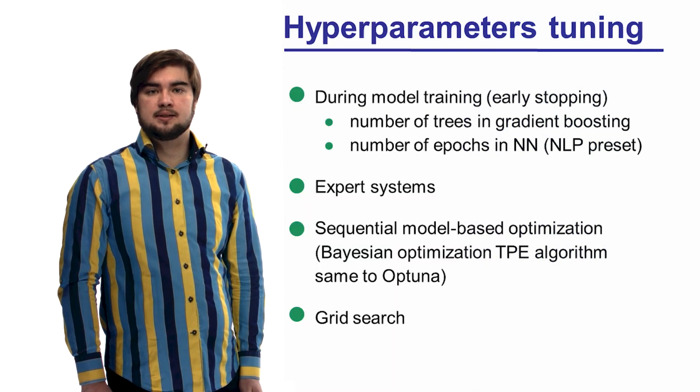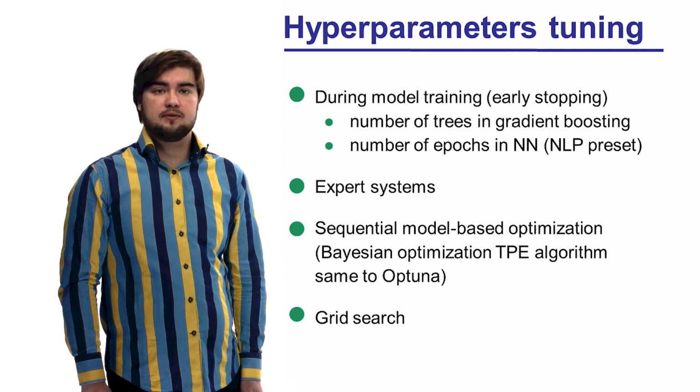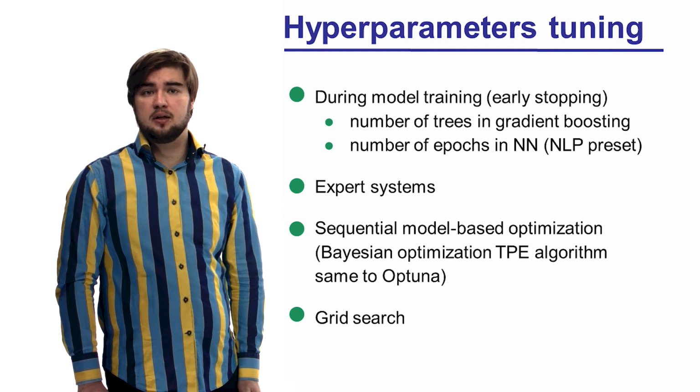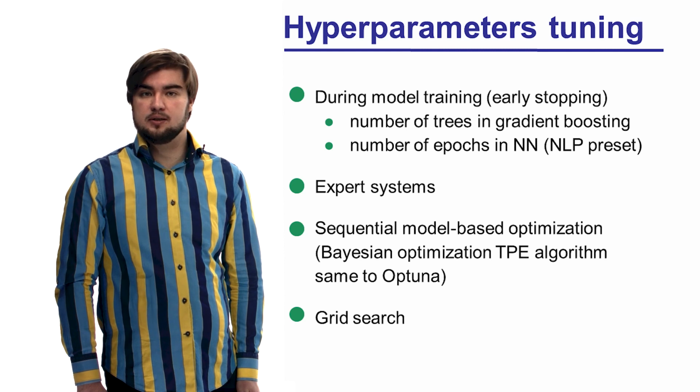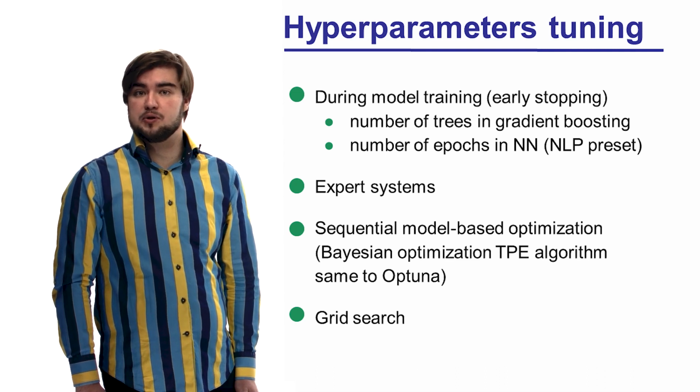Now, let's discuss the hyperparameters tuning in LightAutoML. There are several ways presented. The first one is during model training and early stopping. Early stopping is used for the number of trees in gradient boosting and the number of epochs in neural networks, which are trained in the NLP preset.